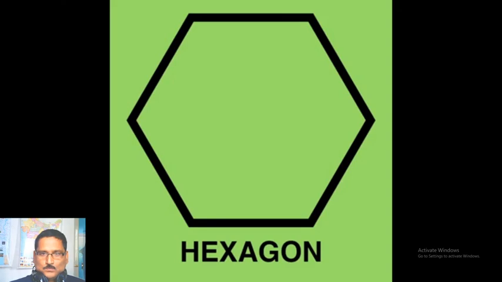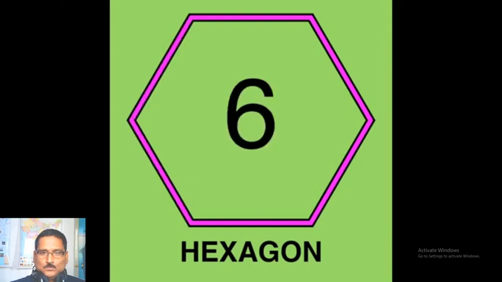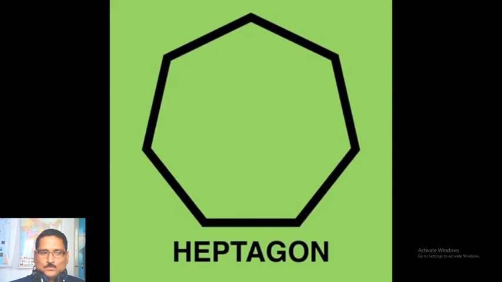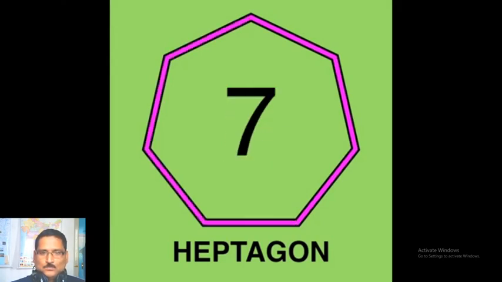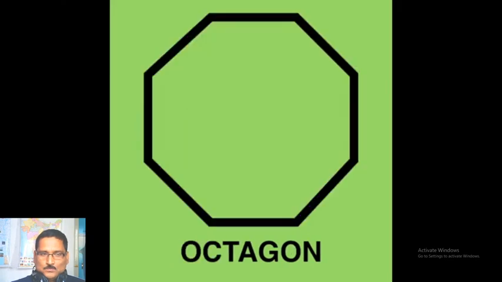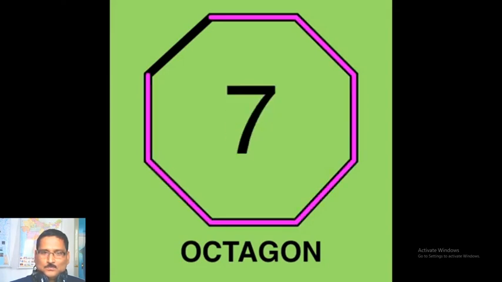Pentagon up in the air. 1, 2, 3, 4, 5, 6. Draw a heptagon up in the air. 1, 2, 3, 4, 5, 6, 7. Draw an octagon up in the air. 1, 2, 3, 4, 5, 6, 7, 8.